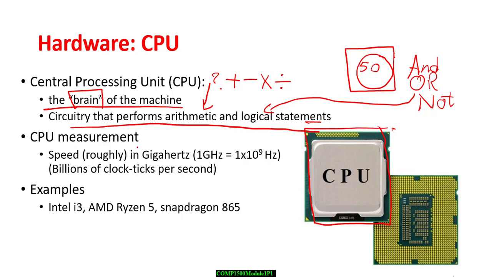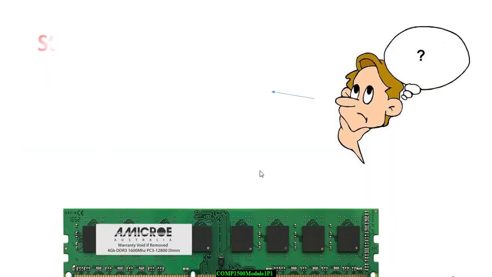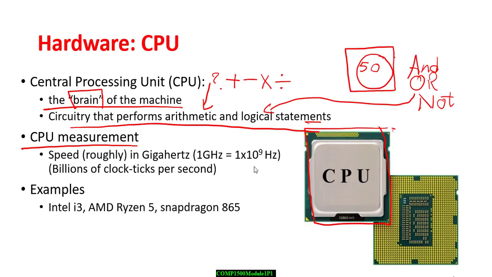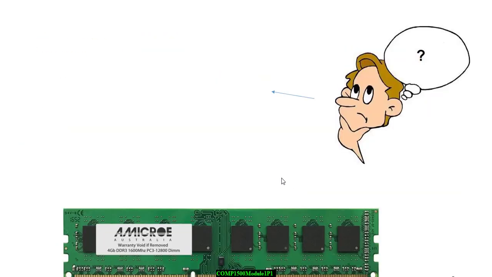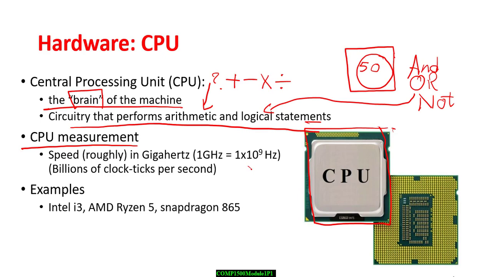Now, CPU measurements. So I will go and buy a new computer. The guy will tell me, okay, your computer is running at 2.1 gigahertz. What does 2.1 gigahertz mean? This is the frequency. And yes, what we want is to have fast computers.